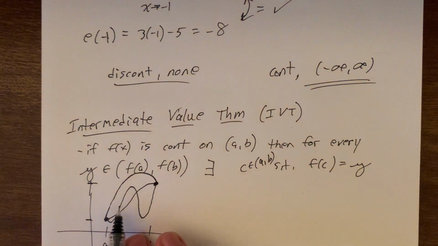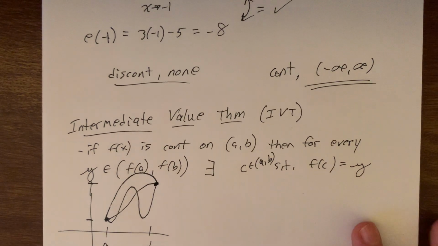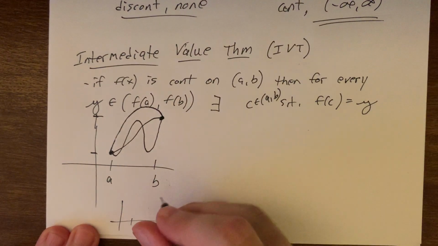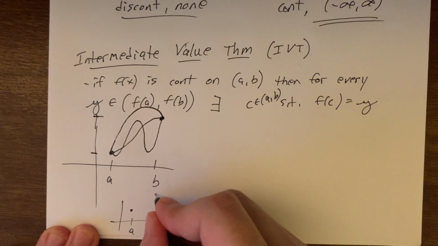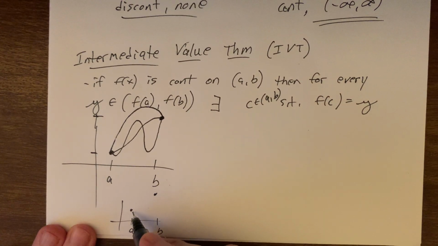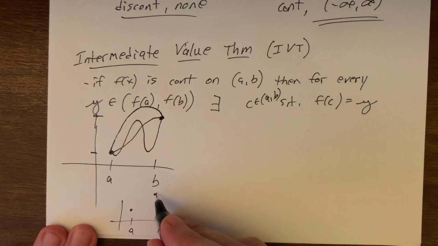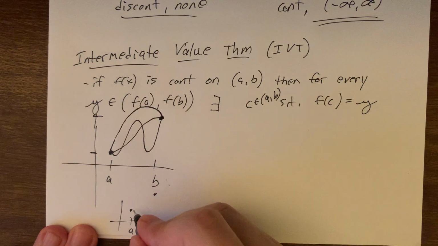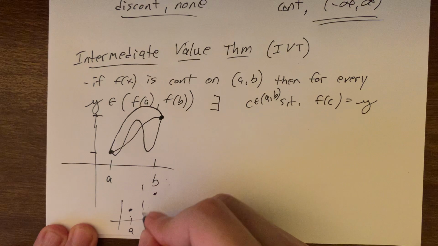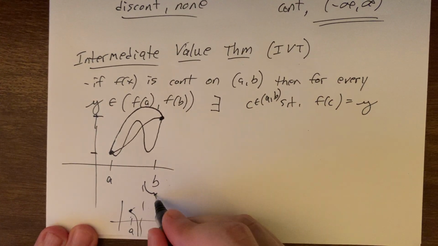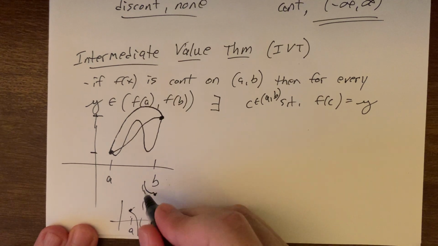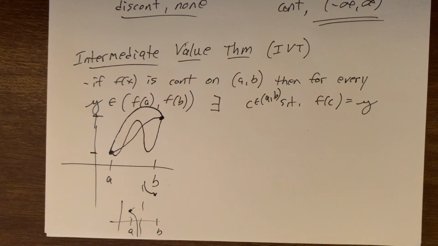How would I not hit a y value in between here? I would need to have some sort of trouble, and that trouble would be a discontinuity. How can I draw and get from here to here and not hit the y values in between? Well, there's got to be some break or jump. That would be a way to go from here to here, but that has a discontinuity in the way.